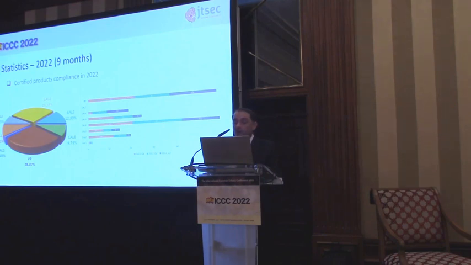And regarding the division of EALs, EAL4 has 57, which is the most used one this year, followed by EAL5 with 25, EAL6 with 19. So we can see that high assurance levels have predominated this year. And in lower assurance, EAL2 was the most popular with 20, EAL1 this year only had 2, and there are no EAL7 certifications in 2022 until now.